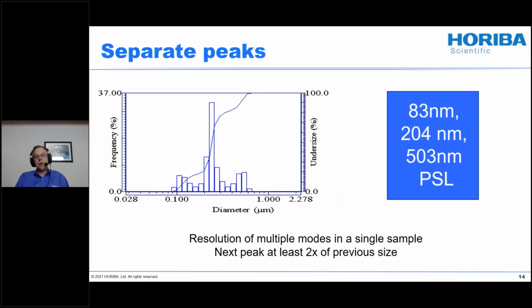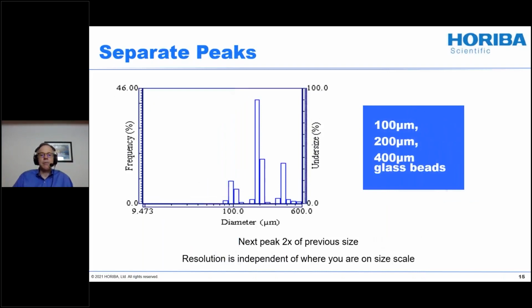Another thing might be, do you need to find separate peaks? Here's a mixture of 80, 200, and 500 nanometer polystyrene latex, and we can resolve each of those three peaks. Note that there is about a 2-fold difference in size between those peaks to make such a separation. And that ratio applies even for larger sizes, say 100, 200, and 400 micron glass beads.